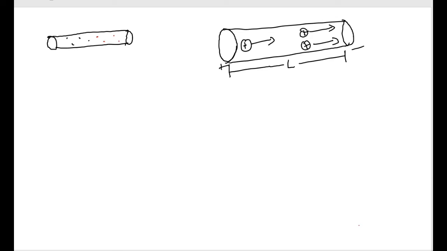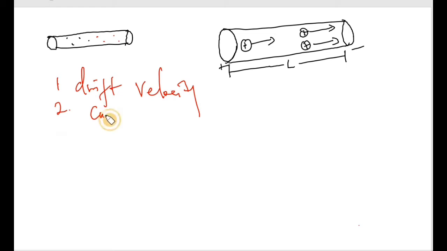In this video, we look at the concept of drift velocity and current density. So we'll look at drift velocity and current density.